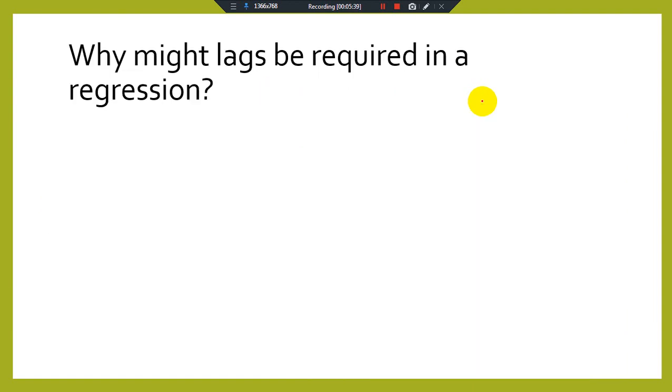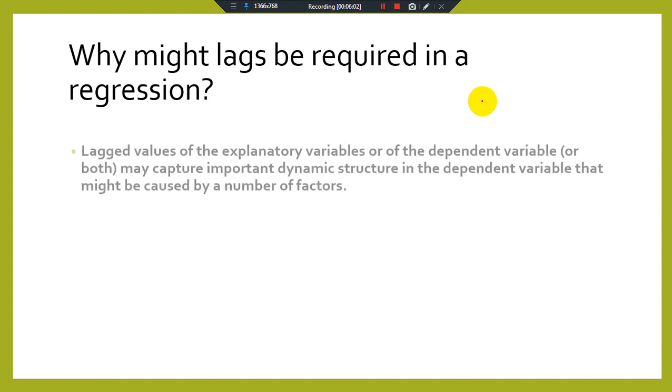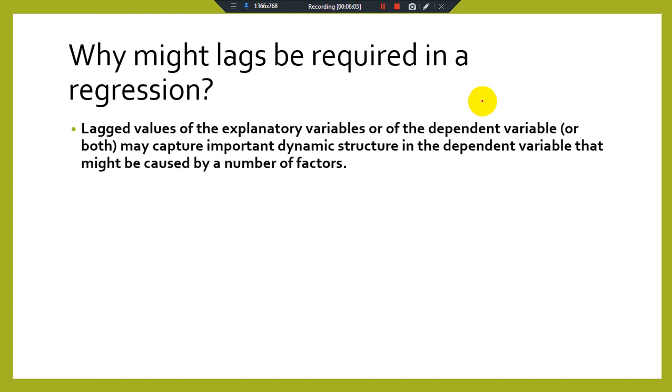Okay, why might lag be required in a regression analysis? As I told you, there are a number of explanatory variables which cannot affect the dependent variable immediately. They need some time to affect the dependent variable. So that's why we sometimes take lagged values. Lagged values of explanatory variables or of a dependent variable may capture important dynamic structure in the dependent variable that might be caused by a number of factors.